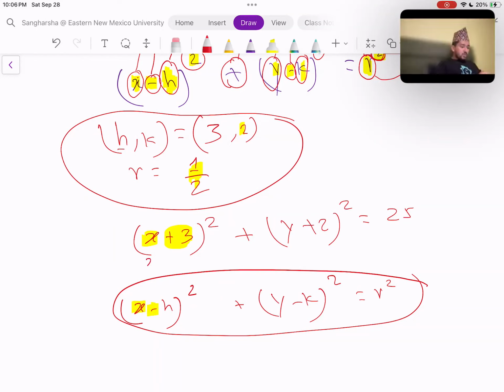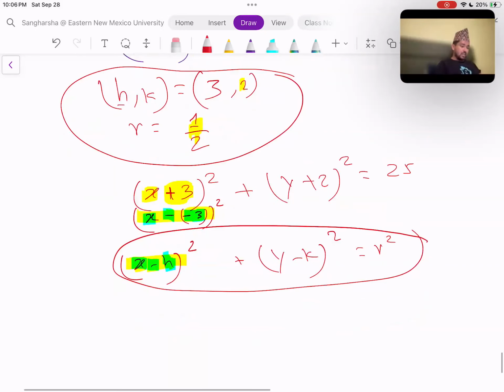So we have x as it is, and positive 3 is the same as negative times negative 3. Now, if you compare this expression and this, for x we have x. For negative, we have negative. What do we have for h? Negative 3. So your h is negative 3.